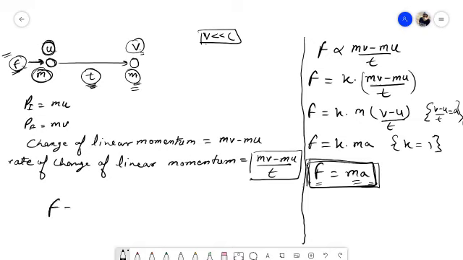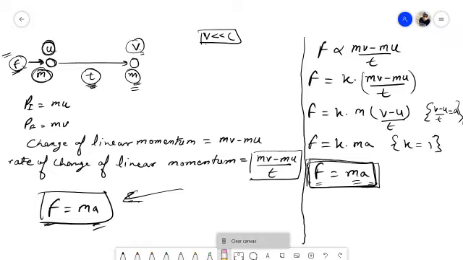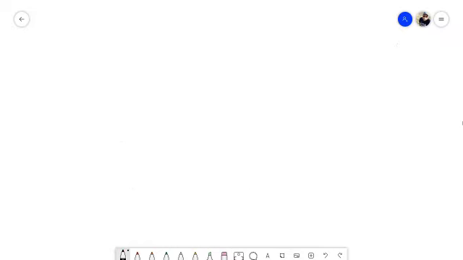Now F is equal to m into a. Is it clear? So force is equal to mass into acceleration, and from where have we derived this formula? That is from the second law of motion. Is it clear till here? Now let's understand, this is force is equal to m into a.